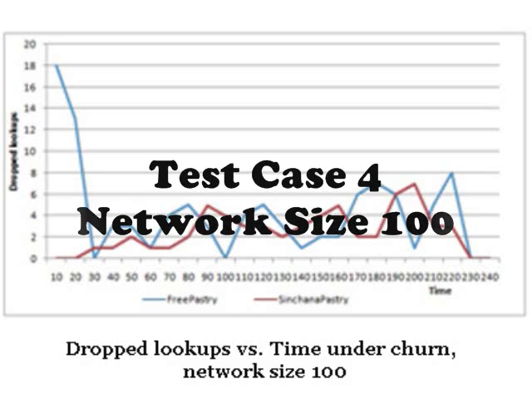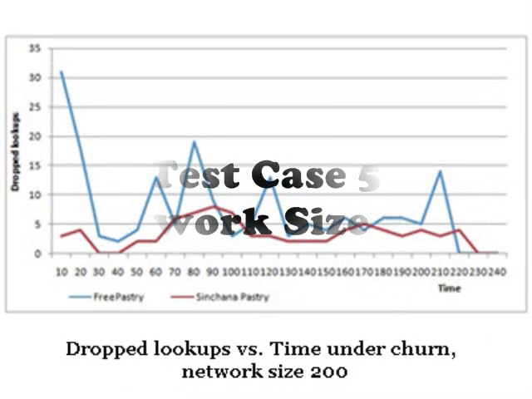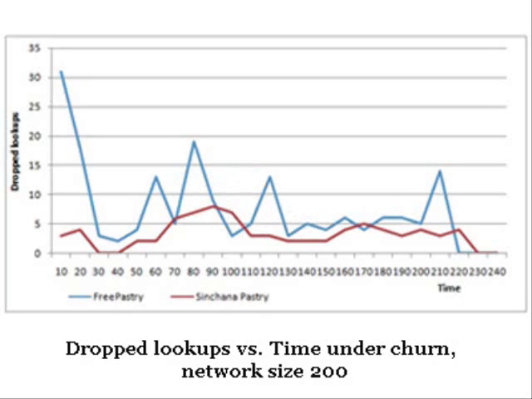In both cases, the Sinchana Pastry implementation shows fewer dropped lookups. The gap between Sinchana and FreePastry further increases when the network size grows. This shows that Sinchana Pastry has a better fault tolerance capability than FreePastry. The main reason for fewer dropped lookups in Sinchana Tapestry is that it uses the Pastry ring to forward messages to the closest neighbor when it finds a hole in the routing table and is unable to pass the message under normal routing.